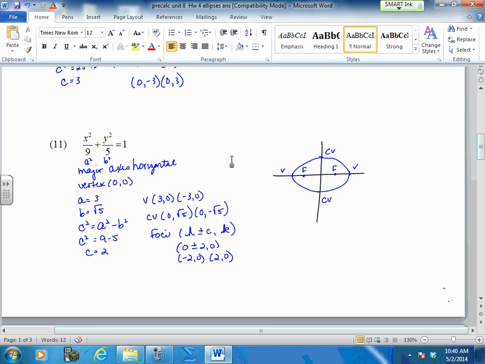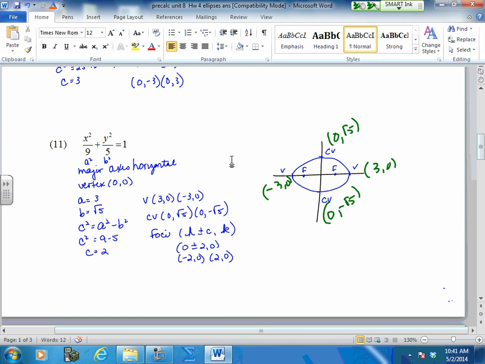Okay, so now, let's do your center 0, 0. You're moving out 3, so 3, 0. Out 3 to the left, negative 3, 0. There are your vertices. Okay, co-vertices, doing the same thing. You're moving up radical 5, so 0, radical 5. Down radical 5, 0, negative radical 5. That is the only thing you can do. Just leave it like that. That's fine. Focus has to be on the major axis, on the x-axis.